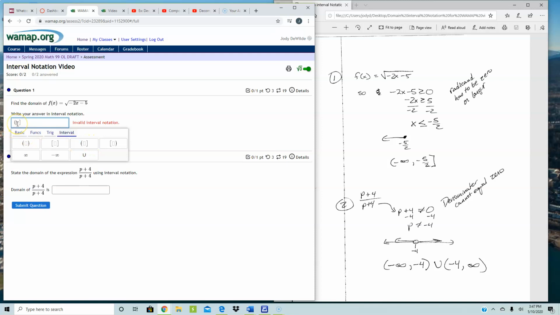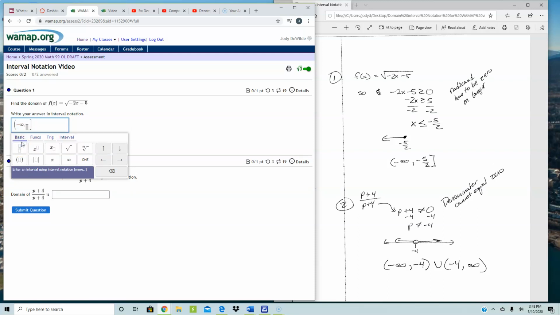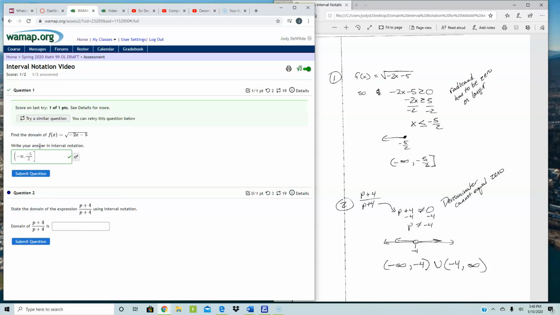Now I'm going to put my answers in. It started at negative infinity, and that's one of my choices. Then I put a comma. And now I want to put the fraction negative 5/2. I don't see the fraction here, but I can go back to basic and choose the fraction and put in my negative 5/2. And then I can submit.